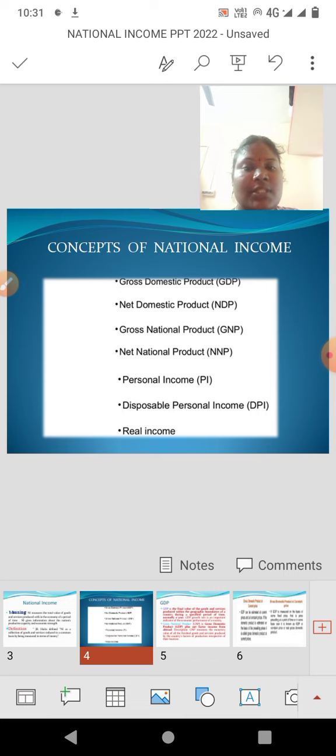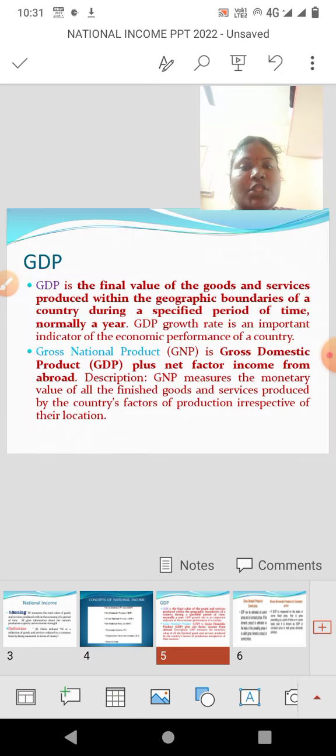There are 7 concepts. The first concept is gross domestic product, short form GDP. Another one is net domestic product. Third, gross national product. Fourth, net national product. Fifth, personal income. Sixth, disposable personal income. The last one, real income. We will discuss them briefly one by one. So first, I take gross domestic product.